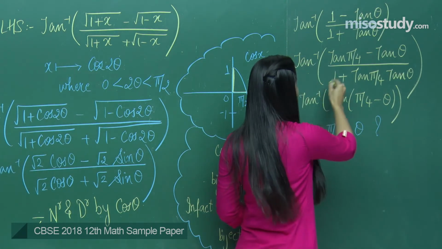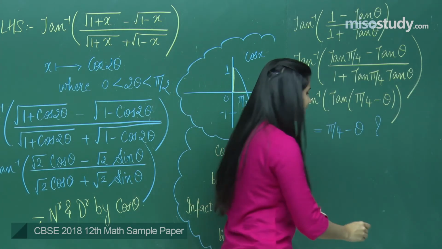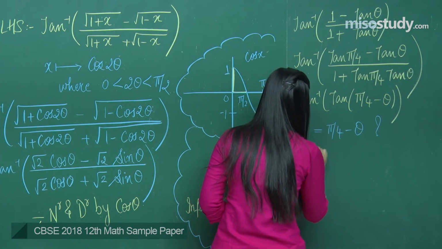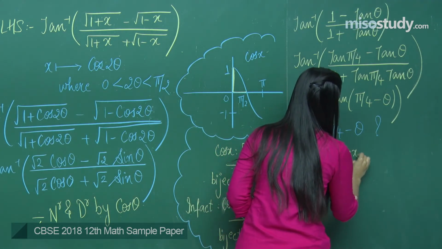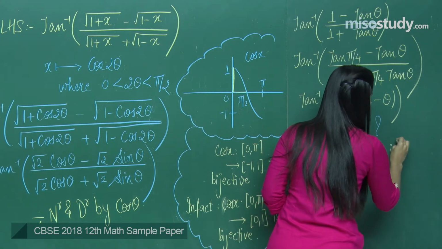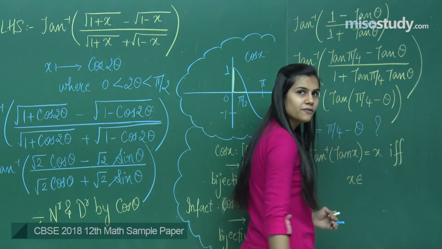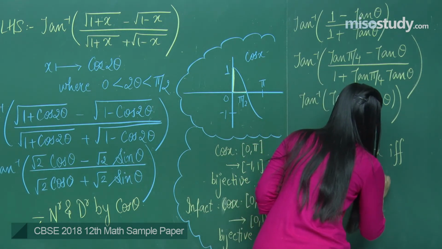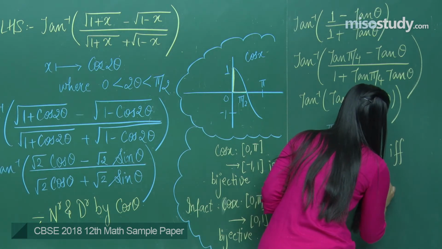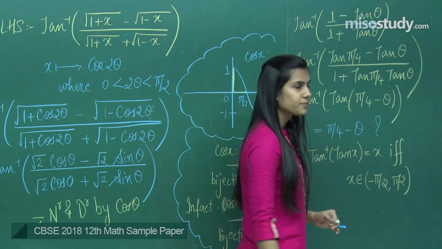I wish to cancel this tan inverse and tan and write this angle. Can I write this always? Well, no. Tan inverse of tan x is equal to x if and only if x is coming from where? Tan inverse of tan x is x if and only if x comes from minus pi by 2 to pi by 2, which is the principal domain of tan.